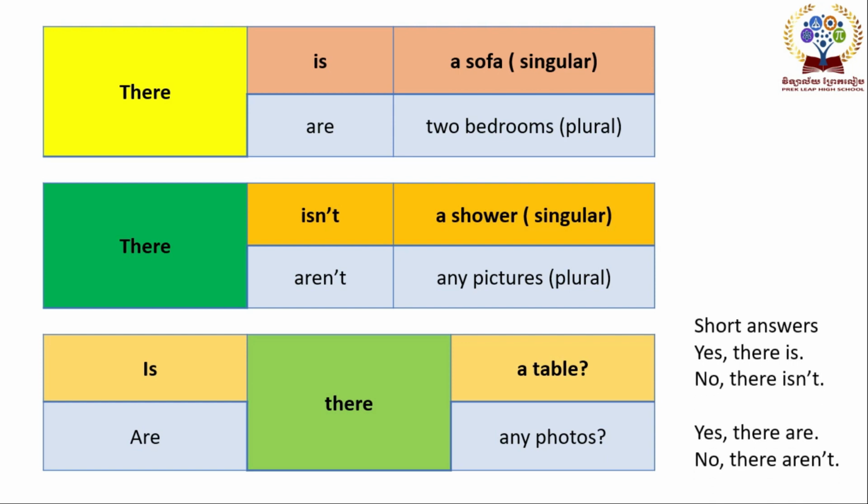A short answer. When you are asked, is there a table? When you agree with that sentence, we say yes, there is. If not, no, there isn't. Okay, so when you use are there any photos, if you agree with that, you say yes, there are. But if you don't agree, there aren't any photos there, so you just say no, there aren't.